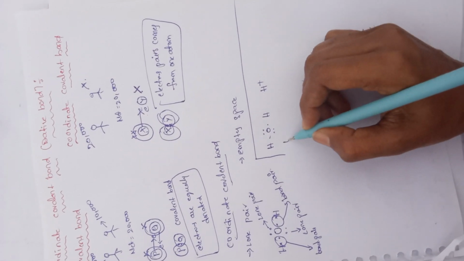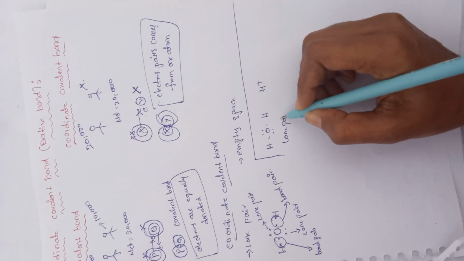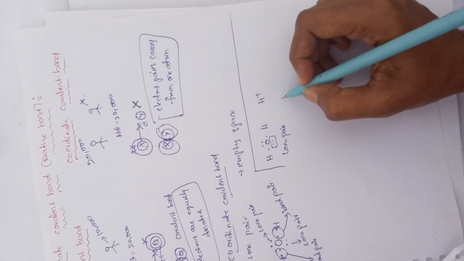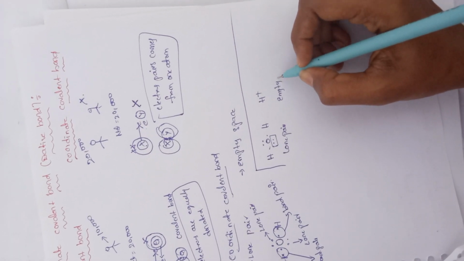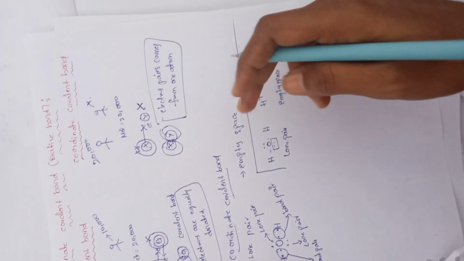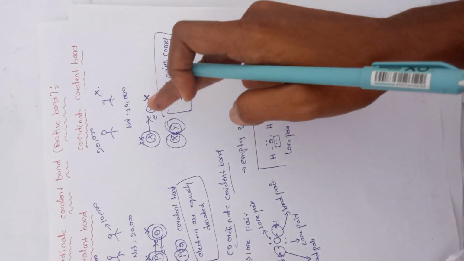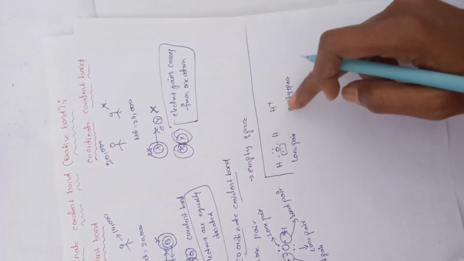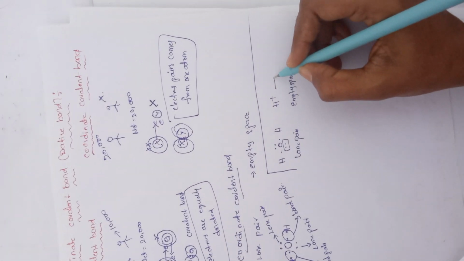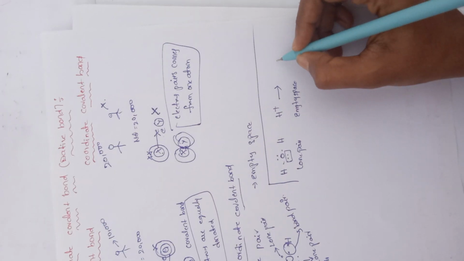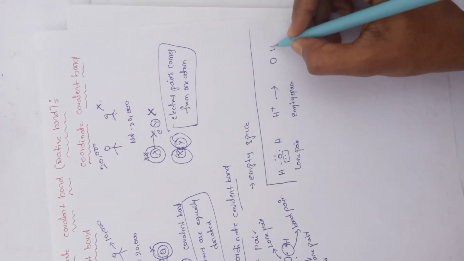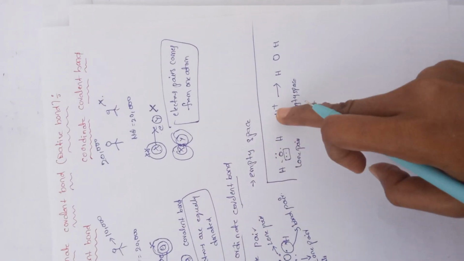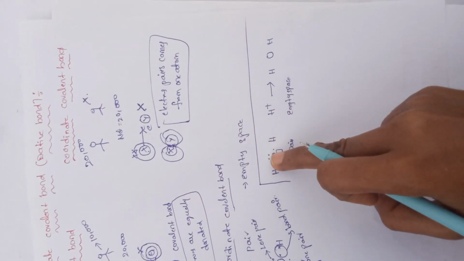So this is the lone pair, and you have the lone pair electrons, and this is the empty space. So we know the coordinate covalent bond concept is lone pair electrons and empty space. So you have to take the H plus ion, that is the empty space. Now what happens here? Oxygen is there and hydrogen is there. This hydrogen will come and attach to this oxygen.